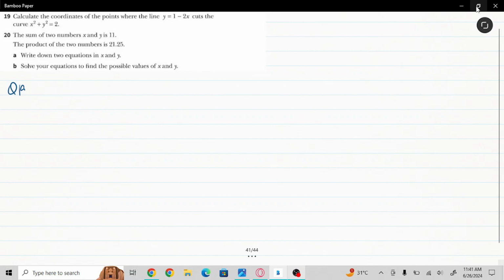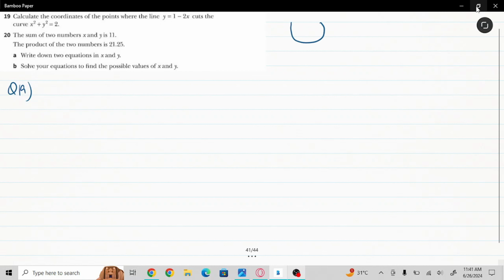So question number 19. In this question, they are asking us to calculate the coordinates of the point where the line y = 1 - 2x cuts the curve x² + y² = 2. By the way, this is a rough approximation, only for your visualization. This is not how it could be; it could be something else. But I'm just showing it so that you can easily visualize.